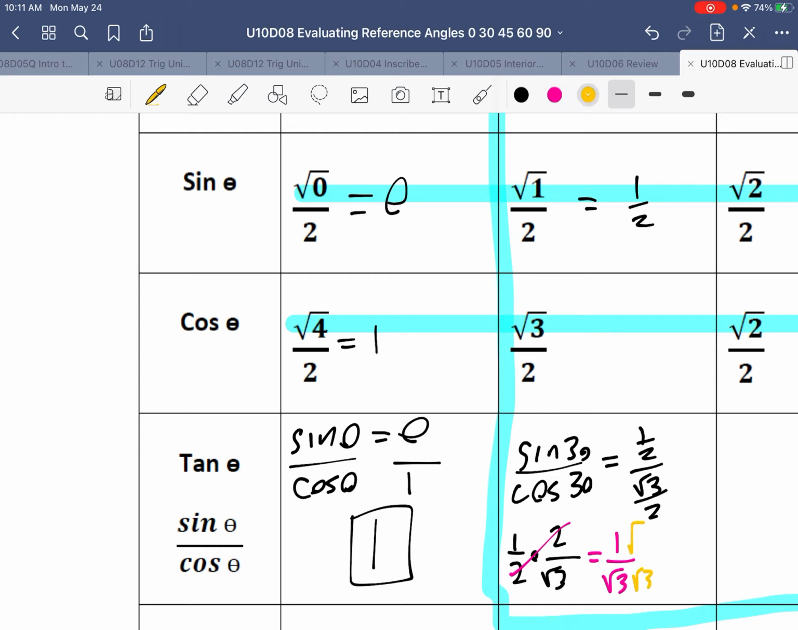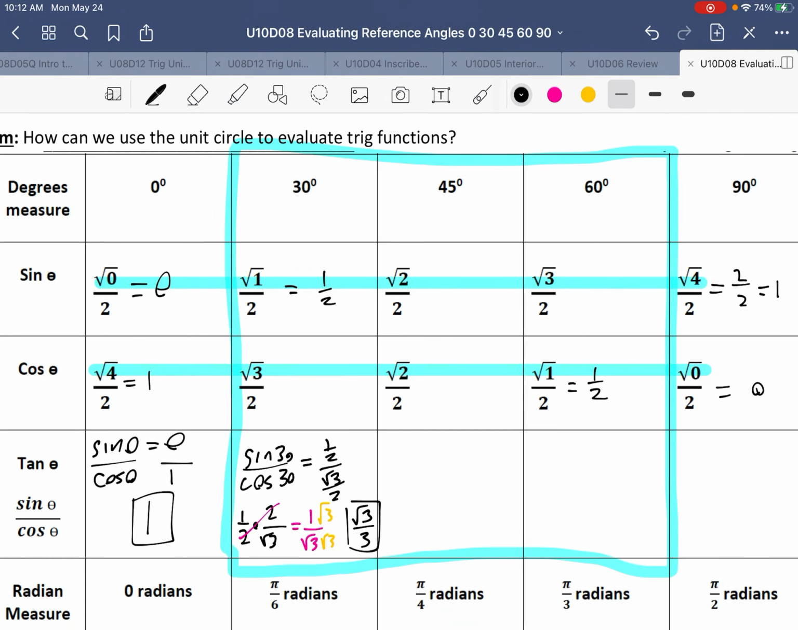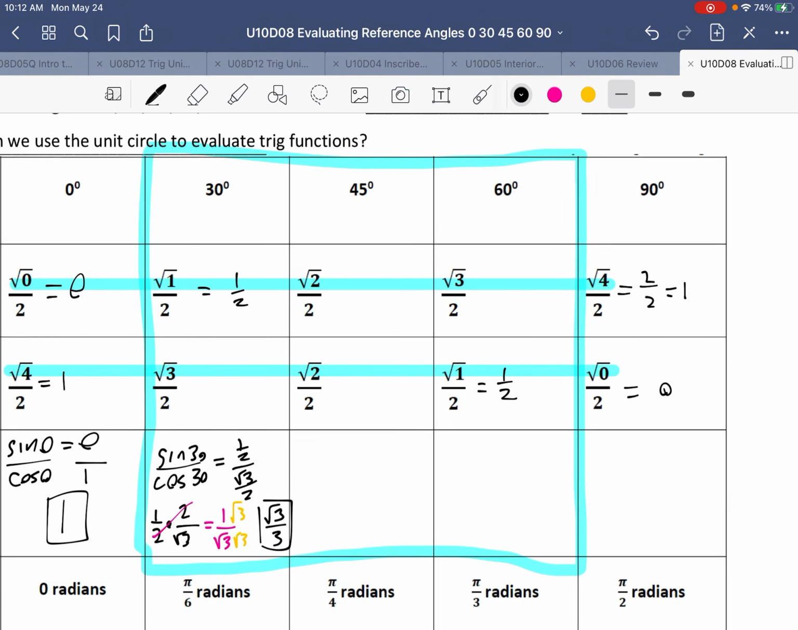And since we're not allowed to have a radical in the denominator, we're going to multiply the numerator and denominator by radical 3 to rationalize the denominator. And our final answer is radical 3 over 3. So that is the tangent of 30. And we can continue going through the table to find the other values.